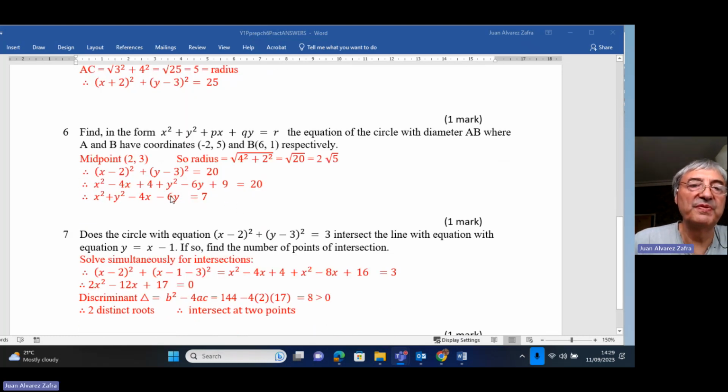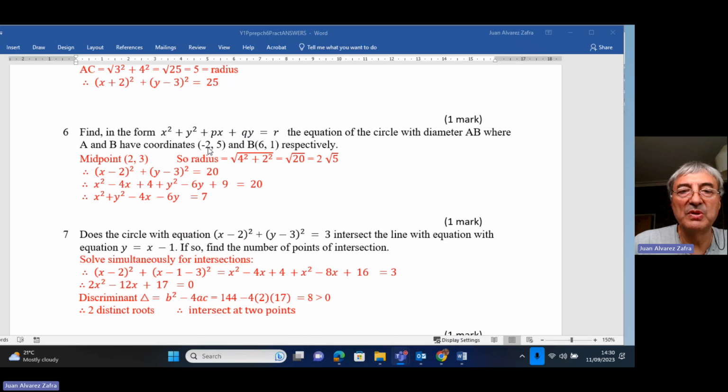Question 6, we want to find in this form the equation of a circle with diameter AB, where we know the coordinates of A and B. Well, if we know the diameter of a circle, then the midpoint of that diameter will be the center.